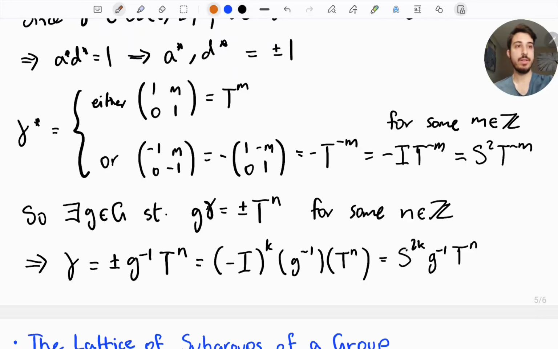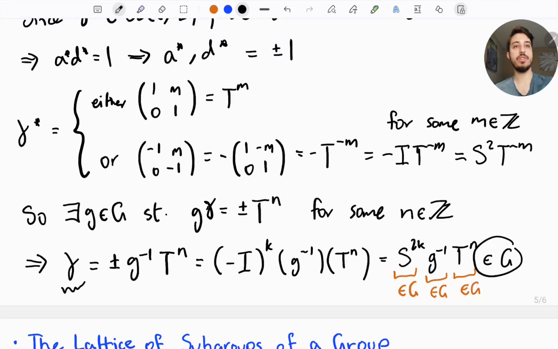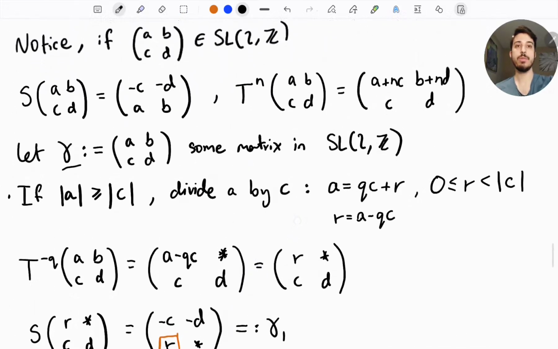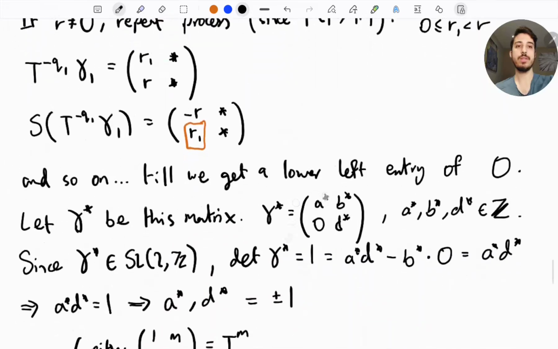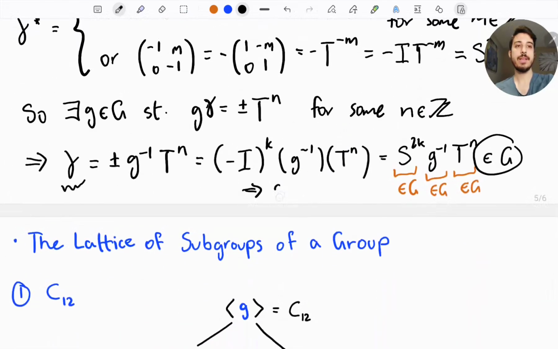And if we look here, this is an element in G, this is an element in G, and this is an element in G. Therefore, their product, of course, is an element in G. We've just succeeded in saying that any arbitrary matrix in SL2Z is an element in G, where G is equal to the subgroup generated by S and T. So we've just successfully said that SL2Z is equal to the subgroup generated by S and T, completing the proof of this theorem.